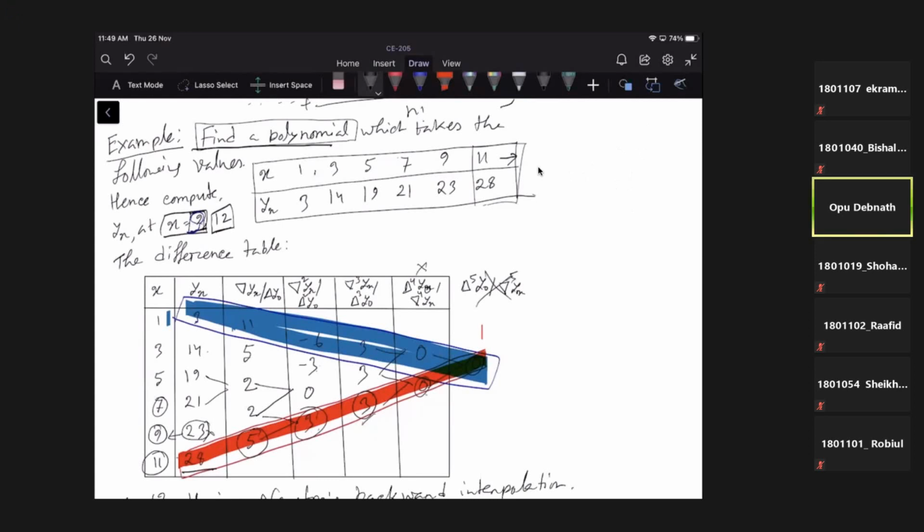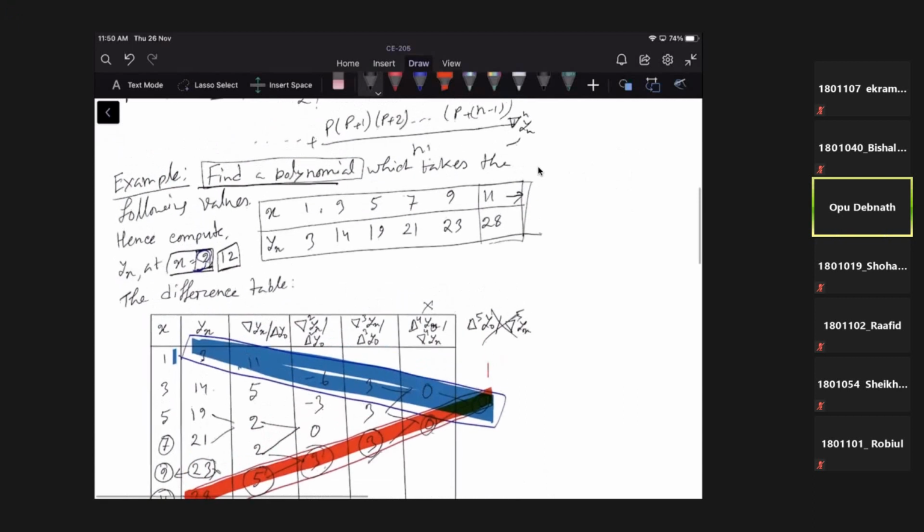So now if you have any question, the floor is open.